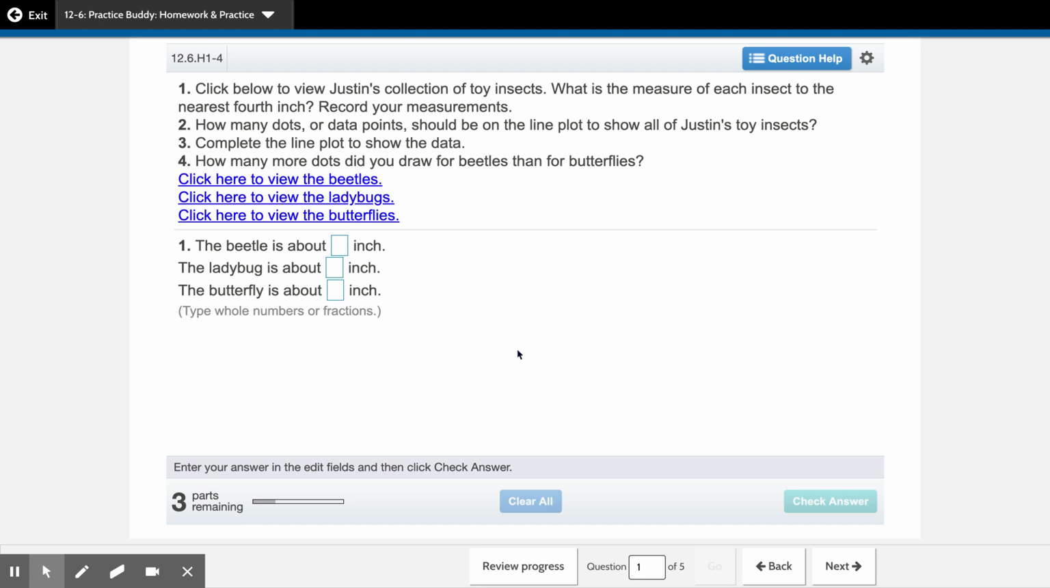All right, guys, here's a little help on your math work. So we are going to click below to view Justin's toy collections. What is the measure of each insect to the nearest fourth inch?